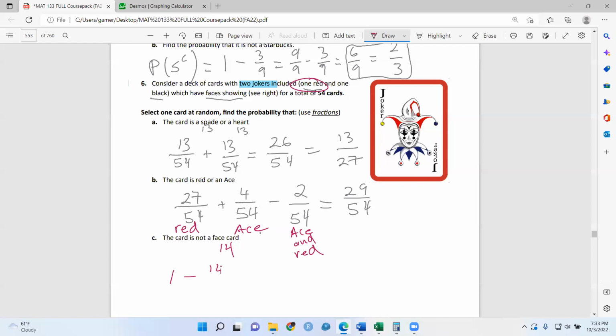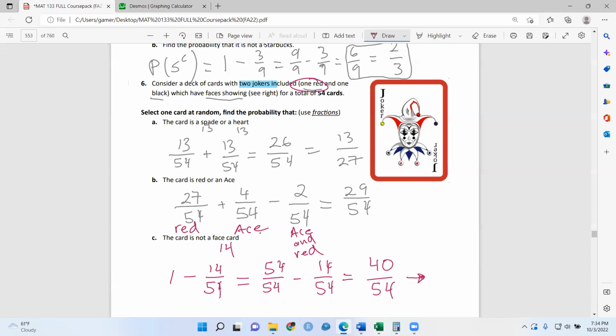You did 1 minus 15 over, well, that's how many. The probability would be 40 over 54. So you did 54 over 54 minus 14 over 54 equals 40 over 54. It was just 20 over 27.